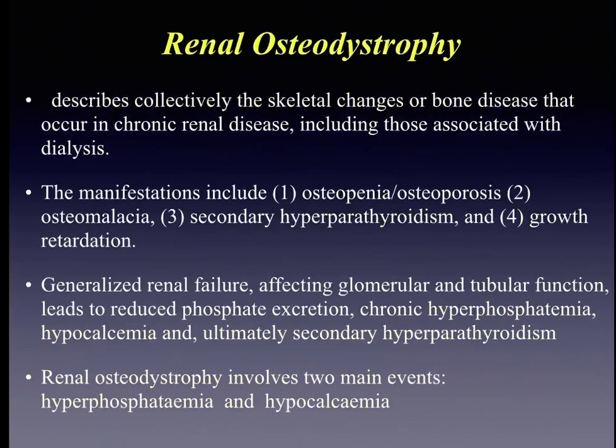and growth retardation. So as such, the generalized renal failure affects the glomerular and tubular function. This leads to reduced phosphate excretion, chronic hyperphosphatemia, hypocalcemia, and ultimately secondary hyperparathyroidism. So renal osteodystrophy as such involves two main events, that is hyperphosphatemia and hypocalcemia.